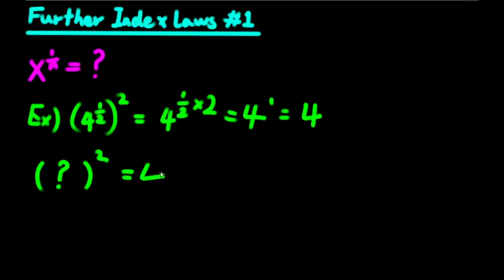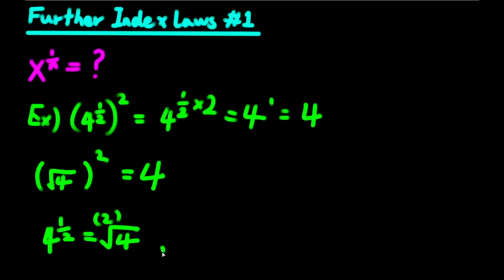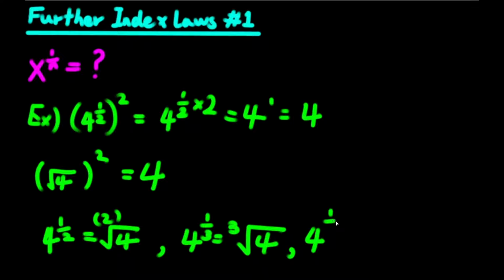What's the number that gives you 4 by being multiplied by itself? Square root of 4. The same thing also applies to 1/3, quarter, and so on.